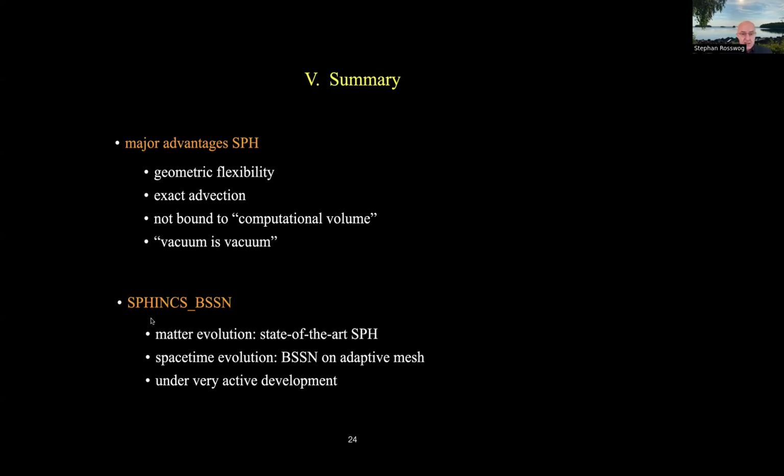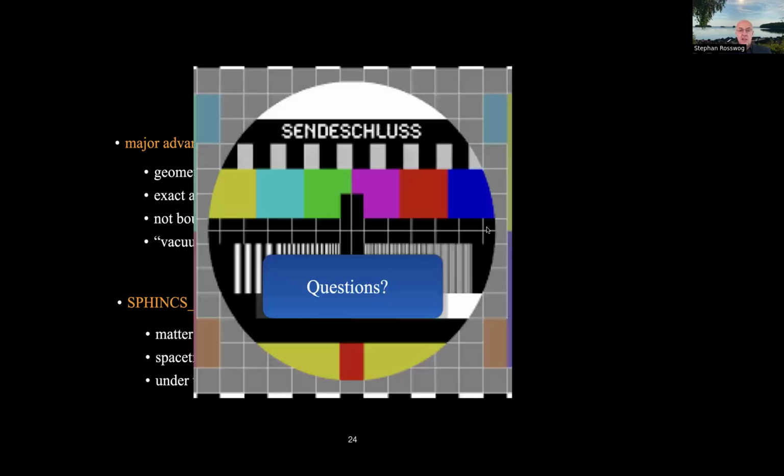And then I tried to give the basic ideas of our code SPHINCS_BSSN. This is a very modern SPH version for the matter. The space-time evolution is a standard BSSN formulation on an adaptive mesh. And well, there are lots of things that are currently going on. And with that, I'm done.